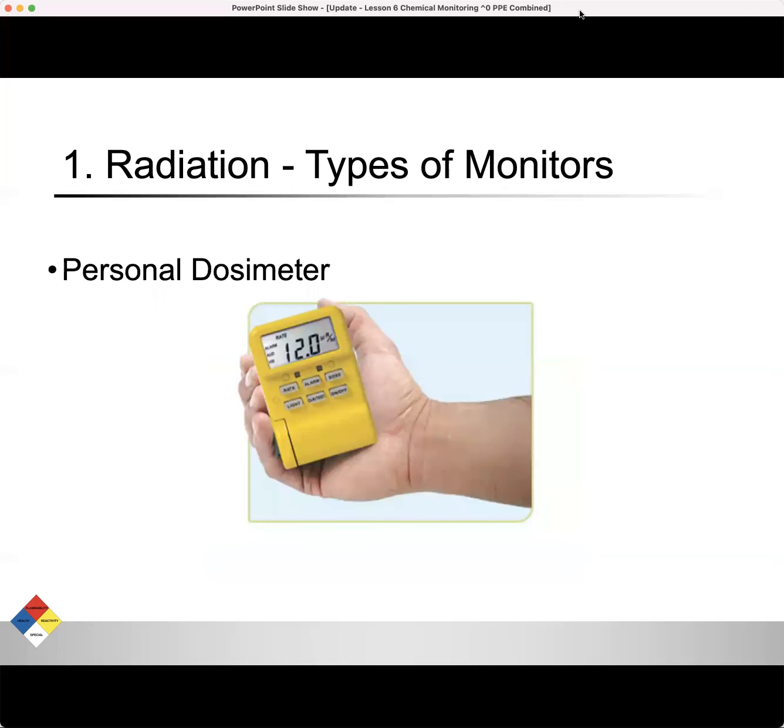Then there's also personal dosimeters. These can measure both the real-time rate of radiation and calculate how much radiation you've received. This particular model detects gamma radiation.